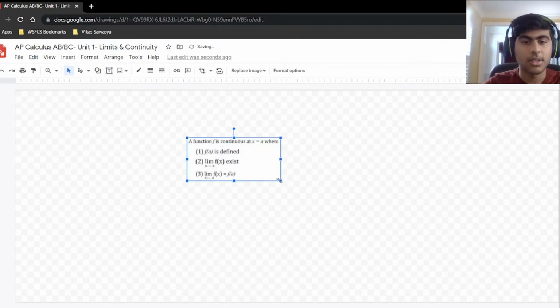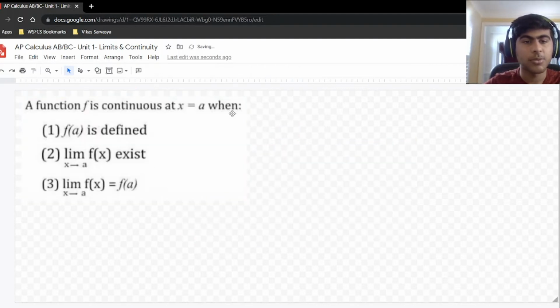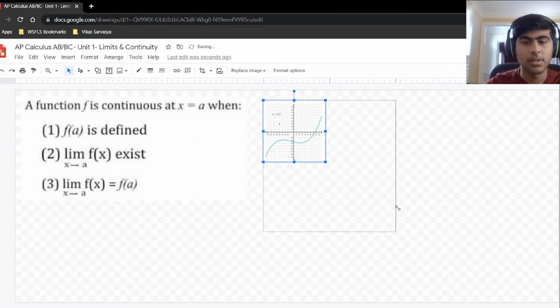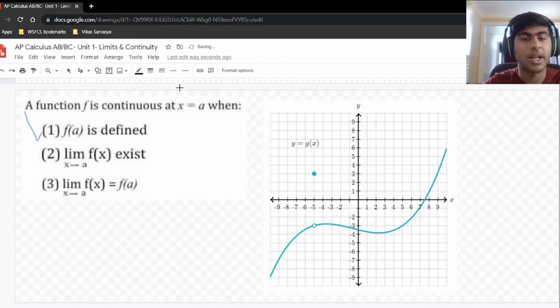These are the continuity rules. The rules are that at x equals a, the function has to be defined. There has to be a point. Now, bringing our graph back that we had before, this fulfills the first criterion. It is defined at x equals a. It is f of a equals 3. That's what this dot right here is.